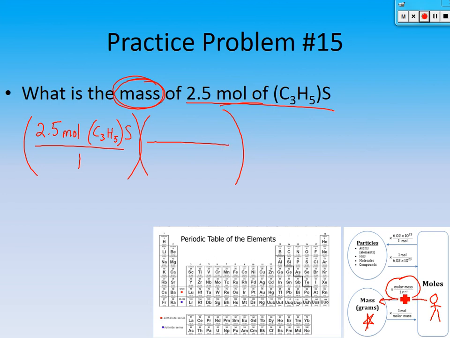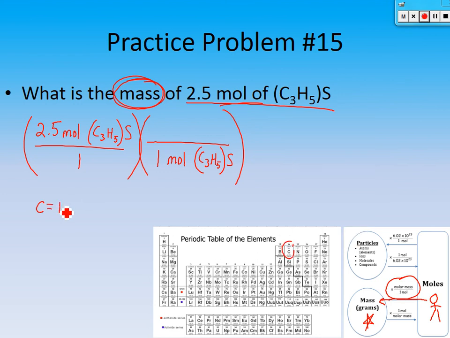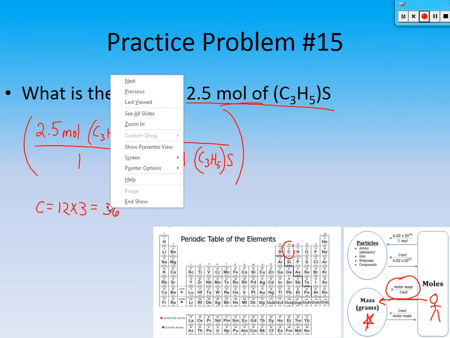It says 1 mole is on the bottom, so I'm going to put 1 mole down here. The substance that we're talking about in this problem is C3H5S. And it says that molar mass goes on top. So we need to calculate the molar mass. Carbon, which is right here, has the molar mass of 12 if you round it. But how many carbons do we have? Well, we've got 3 of them, so I'm going to times that by 3. And that's 36.